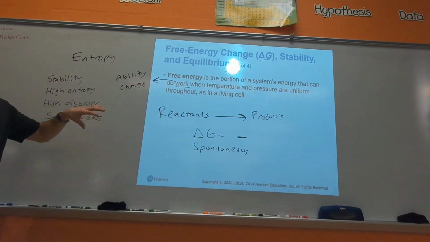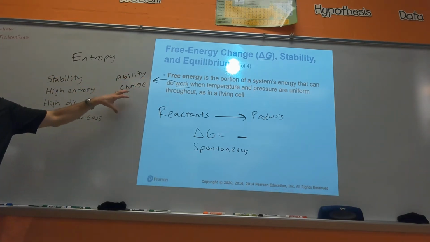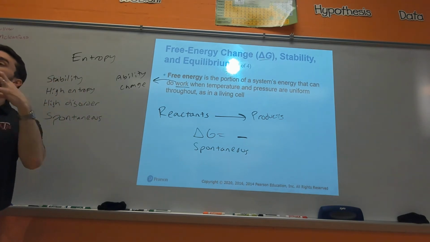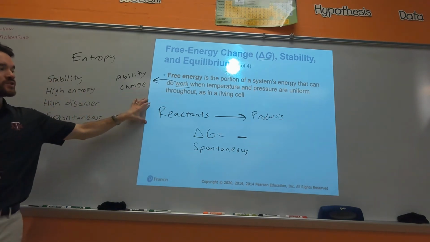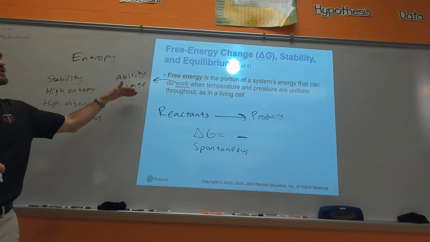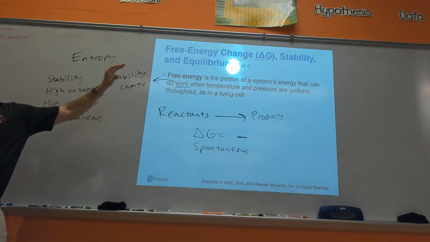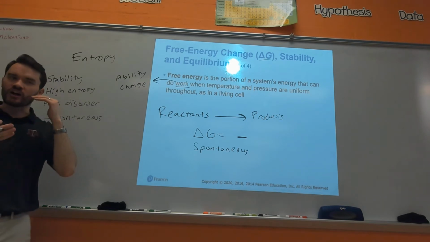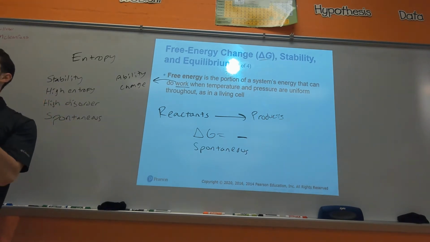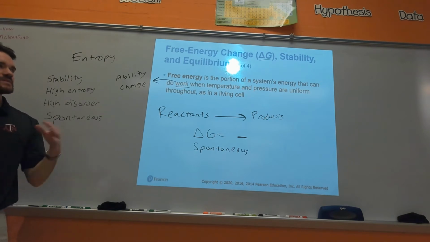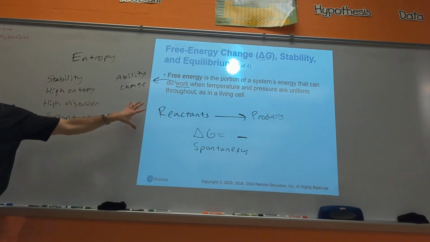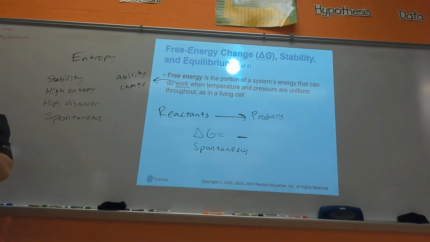So if you have some sort of system that has high free energy, it has the ability to do a lot of work, to cause a lot of change in the cell. So a chemical reaction that has high free energy can do a lot of work in the cell. And this applies when temperature and pressure are uniform throughout. In a cell, we assume all parts are at the same temperature and the same pressure. Otherwise, the calculations get too complex. Hang with me here. I know I'm a little bit all over the place. It'll make more sense when I show you some examples.